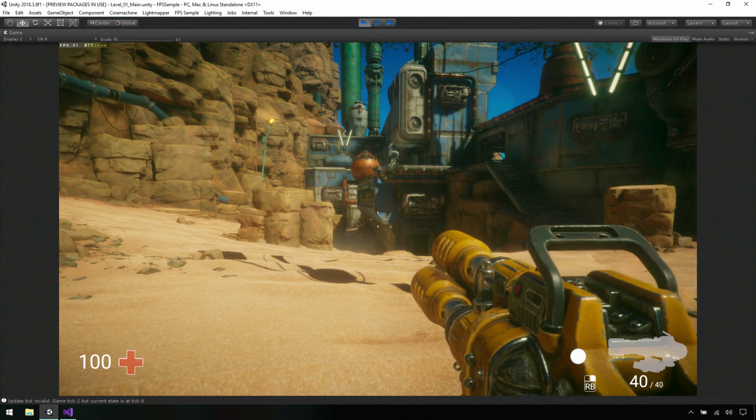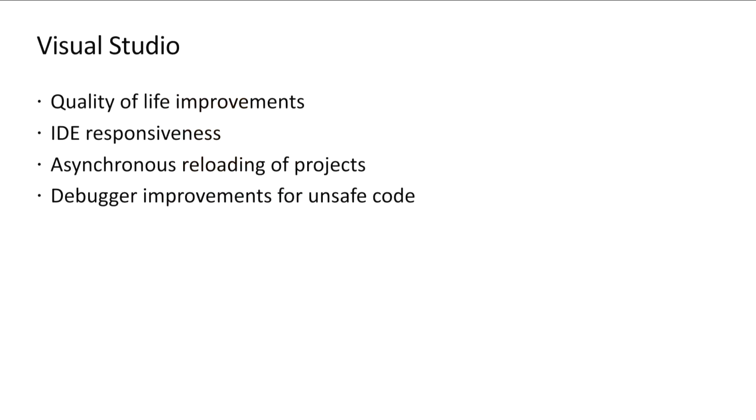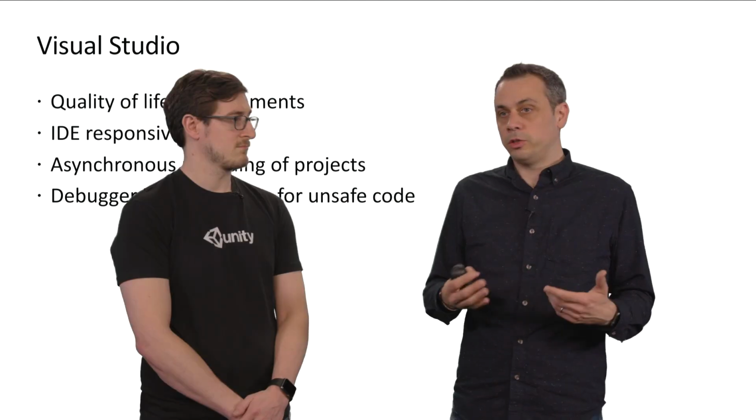Very cool. So this is how you use Visual Studio and Unity together, but what is new for Visual Studio 2019 when it comes to building Unity games? Well, in the Visual Studio team, one of the things we've been focusing on is improving the quality of life of Unity developers. One of the main things that we've been working on is IDE responsiveness. We wanted to make sure that Visual Studio starts fast, that it loads your project fast, and that you can easily switch back and forth between Unity and Visual Studio without losing too much time.